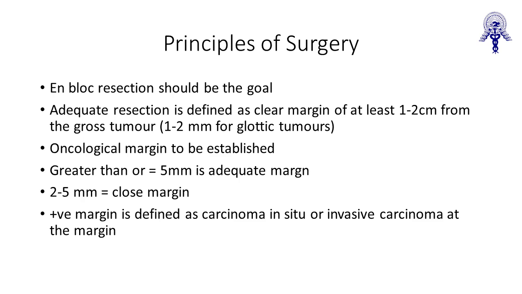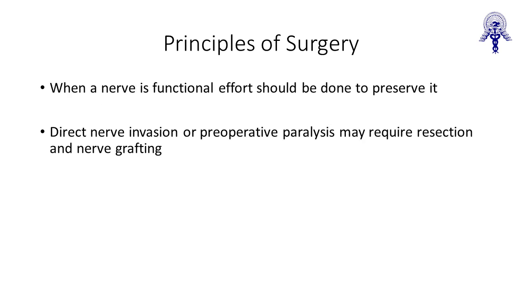So these are very common questions. What do you understand by oncological safe margin? What is greater than or equal to 5 millimeter, 2 to 5 millimeter, etc.? Okay? Now what about nerves? When a nerve is functional, effort should be made to preserve it. Of course, if preoperative nerve paralysis is there, you may sacrifice it, but there may be an attempt to regraft it.